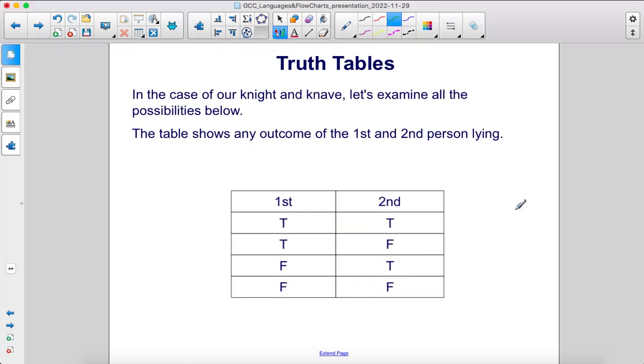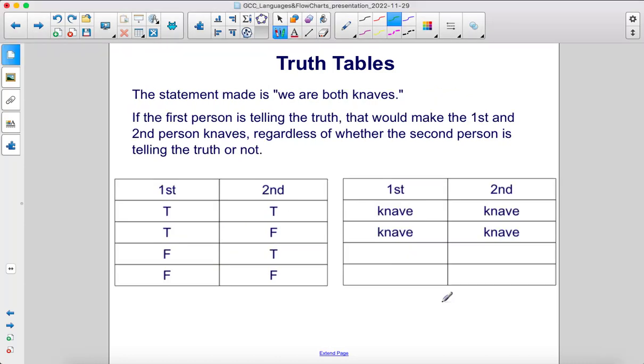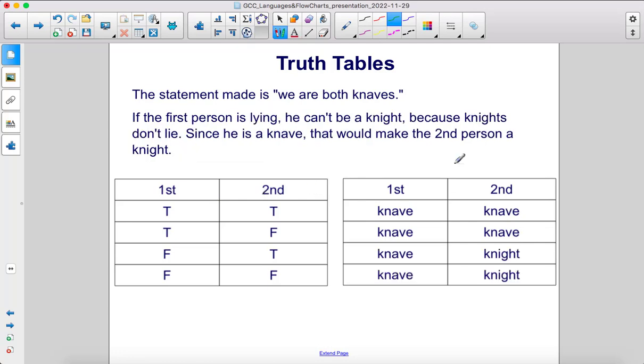In the case of our knight and knave, let's examine all the possibilities below. The table shows any outcome of the first and second person lying. The statement made is "we are both knaves." If the first person is telling the truth, that would make the first and second person knaves, regardless of whether the second person is telling the truth or not. If the first person is lying, he can't be a knight because knights don't lie. Since he is a knave, that would make the second person a knight.